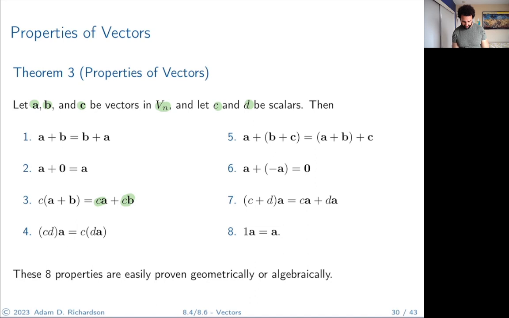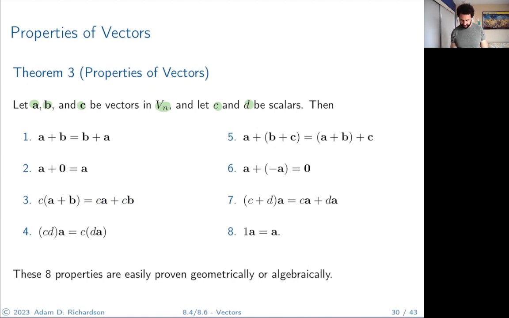Another thing here, scalar multiplication is associative. So if you want to do the product of two scalars and then multiply it by a vector, that's the same as doing one of those factors times the vector and then multiplying by c afterward. So in other words, you've got associativity here. You can move parentheses around through these products. There we go.